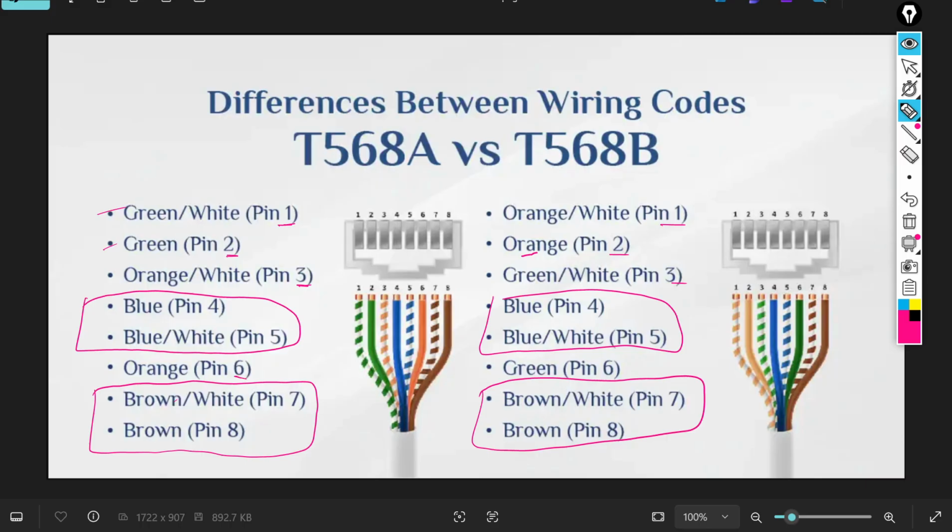Data transmitting and receiving happens only on these four pins. 4, 5, 7, 8, no use. Even if you have these 4, 5, 7, 8, there is no use. Even if you don't have them, there is no problem. But the data receiving and transmitting happens only on pin number 1, pin number 2, pin number 3, pin number 6. 1, 2, 3, 6. Understand? Very, very important. Remember this.